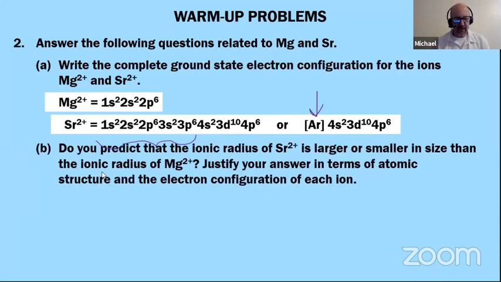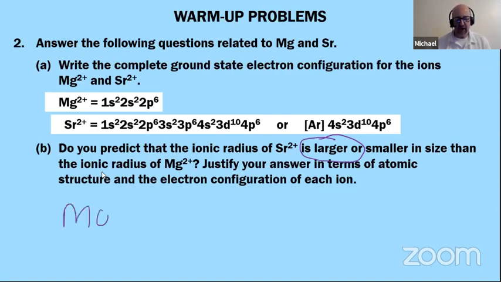Okay, part B. Do you predict that the ionic radius of strontium is larger or smaller in size than the ionic radius of magnesium? Well, hopefully you can realize that the strontium should be larger, and there's a variety of reasons you can figure that out, but here are some examples of wrong answers or incorrect answers that a student might say. They know that strontium is larger. Justify your answer in terms of atomic structure and the electron configuration of each ion.